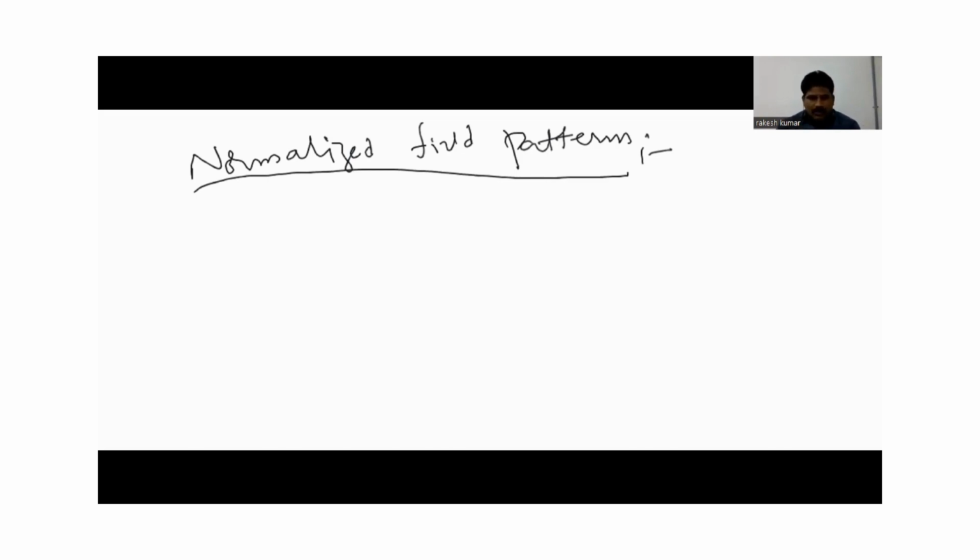For example, E of theta comma phi is there. Let us consider its value to be sine theta. So what is the maximum value of E of theta comma phi? What is the maximum value of sine theta? It is 1.